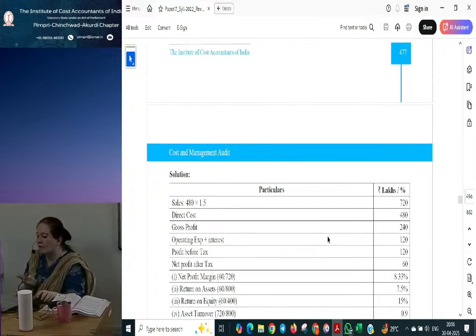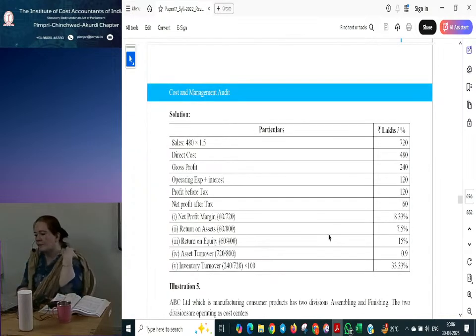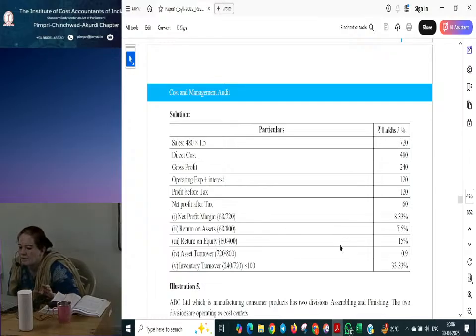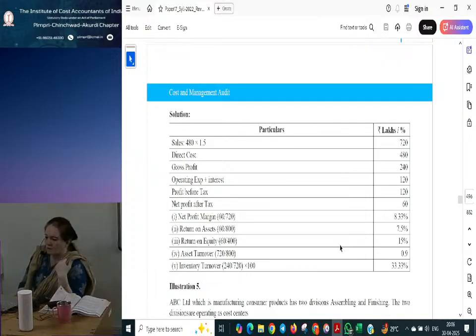Then coming to inventory turnover ratio. Under inventory turnover, we take the cost of goods sold. If we see here, direct cost is 480. But for inventory turnover they have just worked on the basis of gross profit itself. Gross profit divided by 720, that is 240 by 720.